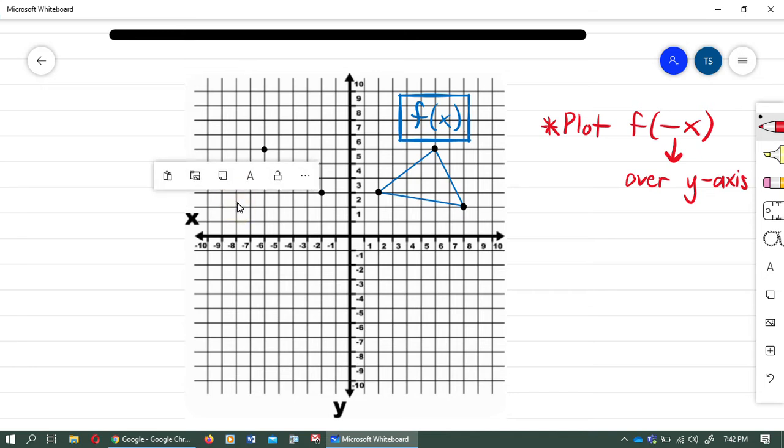If I can get that lined up, there we go. Close enough. So that is where each point would be. Let me count to make sure that's right: 1, 2, 3, 4, 5, 6, 7, 8. Yes, 8 units away. That is a perfect reflection over the y-axis.